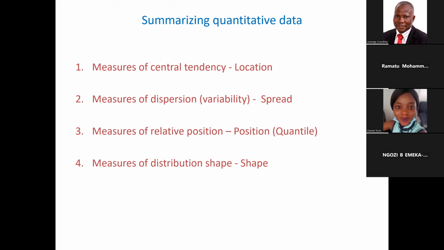But when it comes to quantitative, there are 4 different ways of summarizing them, and each of these will also have many types under. The first one is measure of central tendency or measure of location. Second is measure of dispersion, or measure of variability or measure of spread. Third is measure of relative position or quintile. The last one is measure of distribution shape, or simply shape. Now, let's unpack each of them one by one.